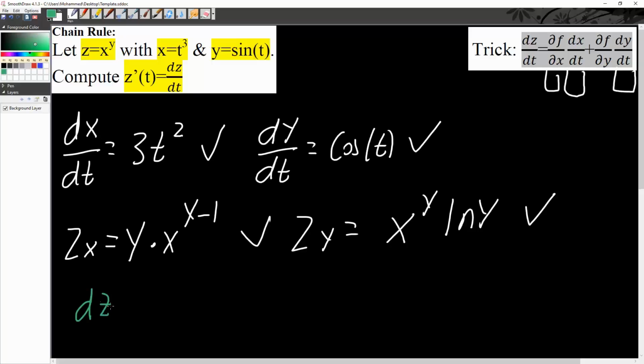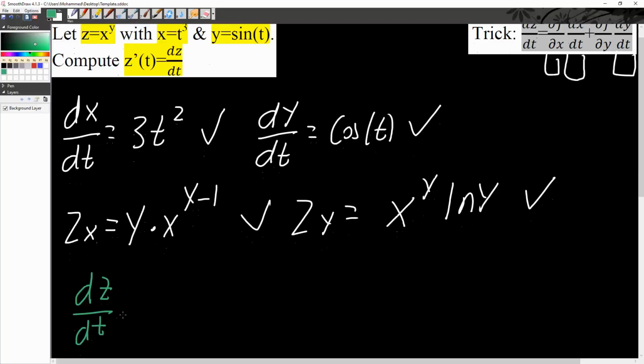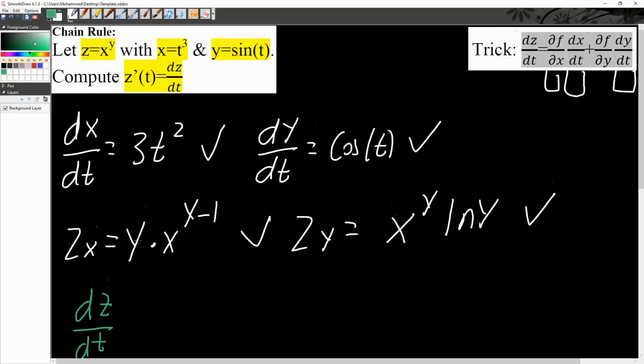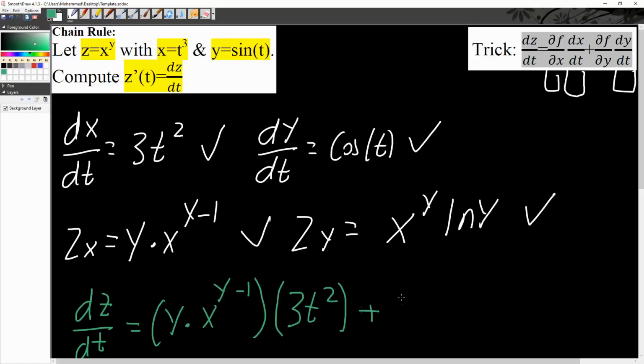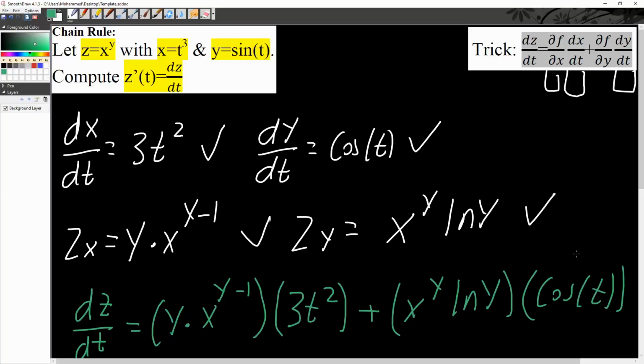So dz over dt is equal to, the first one we have will be the partial derivative in terms of x. So that's going to be y times x raised to y minus 1. And the next is the derivative of x, so 3t squared, plus we will take the partial derivative in terms of y, so x raised to y ln y. And now we take the derivative of y, which is this, cosine t. And so this is our final answer. And that's all we need to do.